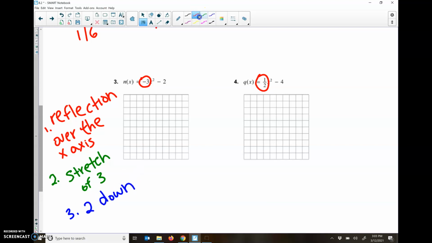Okay, and then similar to here, we have a 1/2, so it's not negative, so we don't have to worry about the reflection part. But since it's 1/2 and it's less than 1, that means it's going to be a shrink of 1/2. And that minus 4 is going to make it go 4 units down.